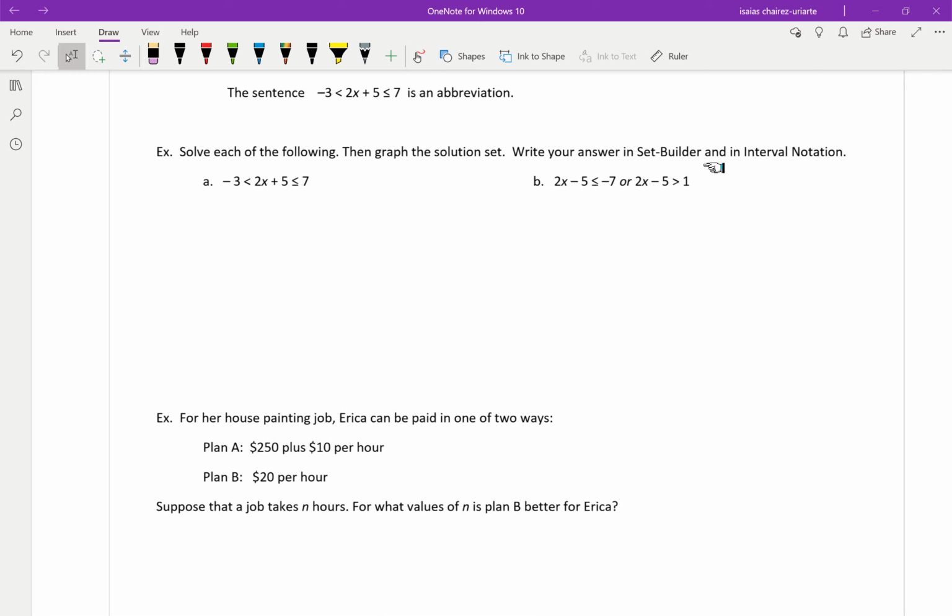So let me begin solving the first one, the leftmost one. I'm going to subtract 5 from every part, as this thing has three parts now: the leftmost, the middle, and the rightmost. So that becomes negative 8, less than 2x, less than or equal to 7 minus 5, that's 2. And then I'm going to divide everything by 2. So that's negative 4, less than x, less than or equal to 1.